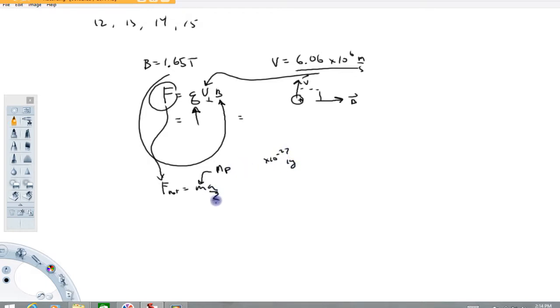Then it's just a matter of solving for the acceleration. You're going to get a really, really big number. So don't be surprised if you see something like 10 to the 12th or 10 to the 13th or something like that on that acceleration. So that's pretty much, I think, enough for number 12.